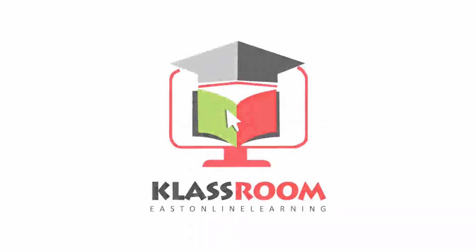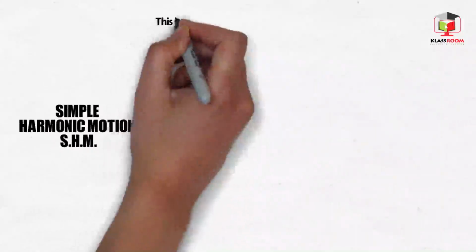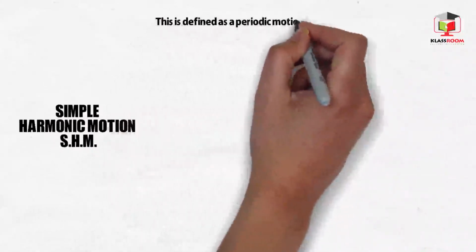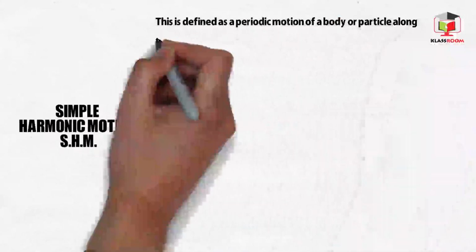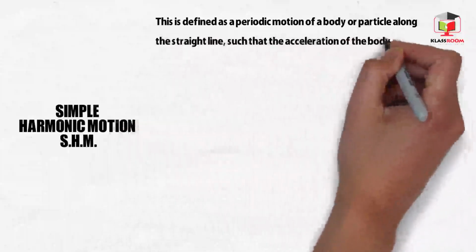Topic: Simple harmonic motion, SHM. This is defined as the periodic motion of a body or particle along a straight line, such that the acceleration of the body is directed toward a fixed point, and the acceleration is proportional to its displacement from that point.